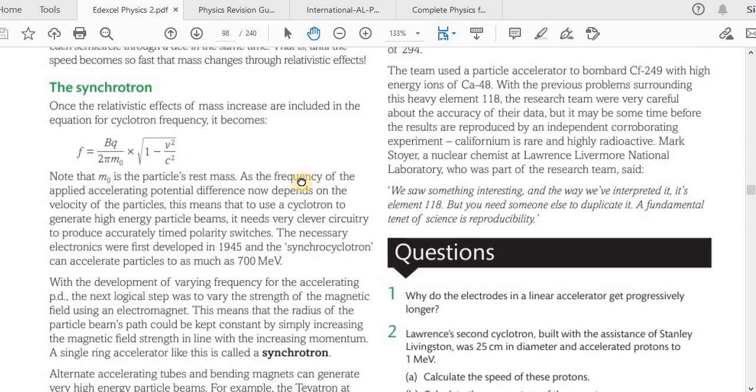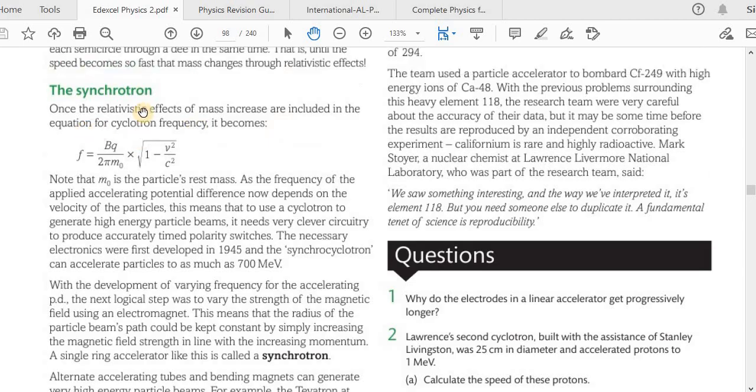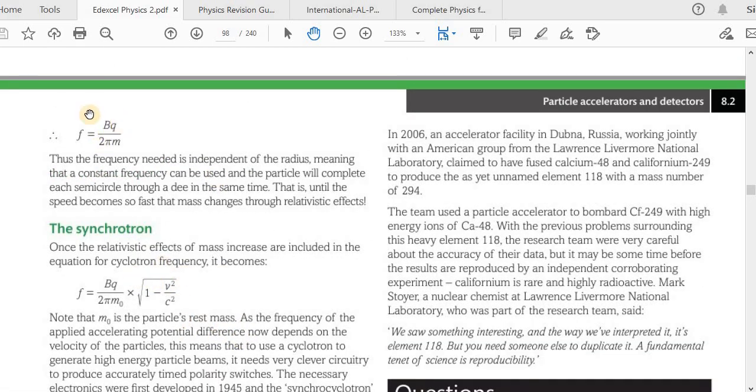Then finally under this topic we have the synchrotron. Once the relativistic effects of mass increase are included in the equation for the cyclotron frequency, this is the equation for the cyclotron frequency. Now we will consider the relativistic effects of mass, and then we get this equation. So you can see the original equation. Now we consider the relativistic effects of mass increase into this equation, and then we get this.